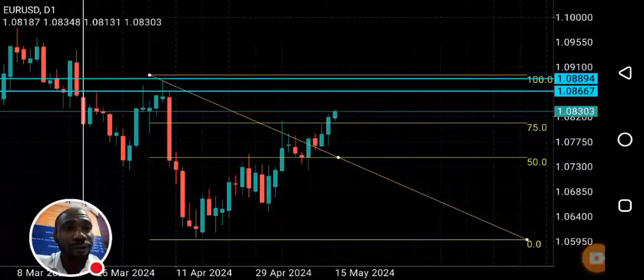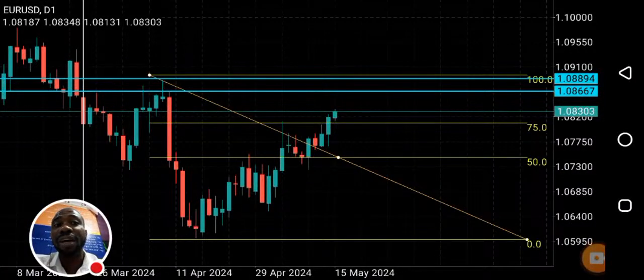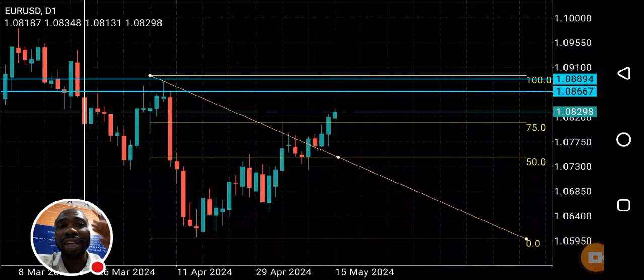If a bearish reversal pattern forms at this level where price is now, I would go bearish. I would go bearish if a bearish reversal pattern forms on Euro USD at this level. Price is already at premium.